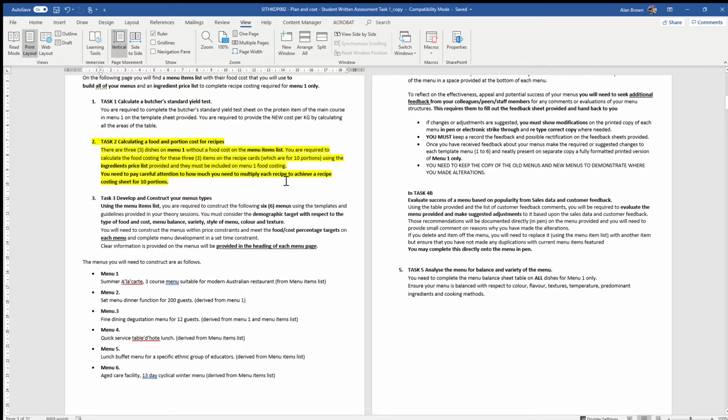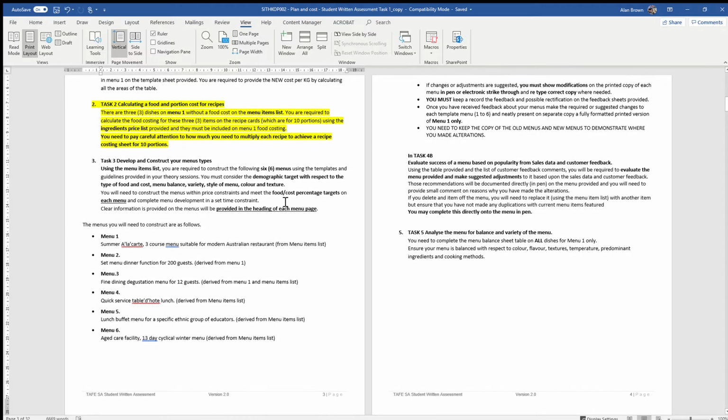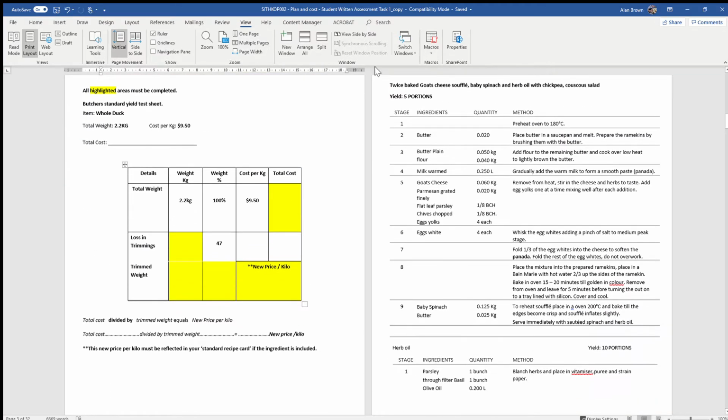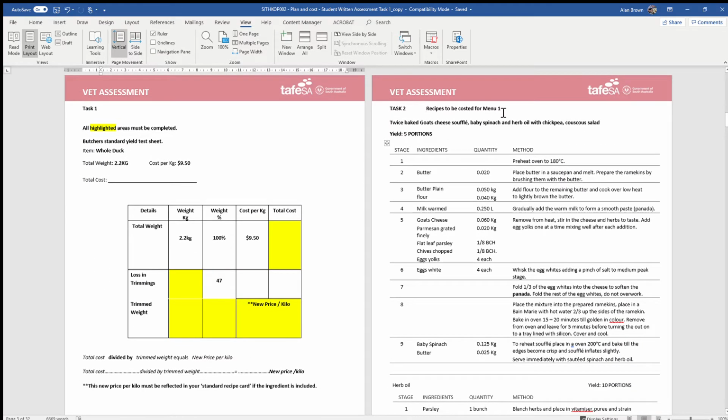Okay, so let's move on. Let's move down to the first one. You'll see task 2 here. This is the recipe to be costed. It makes 5 portions, so what we need to do to turn that into 10 is just times everything by 2. That's an easy one, just to multiply.